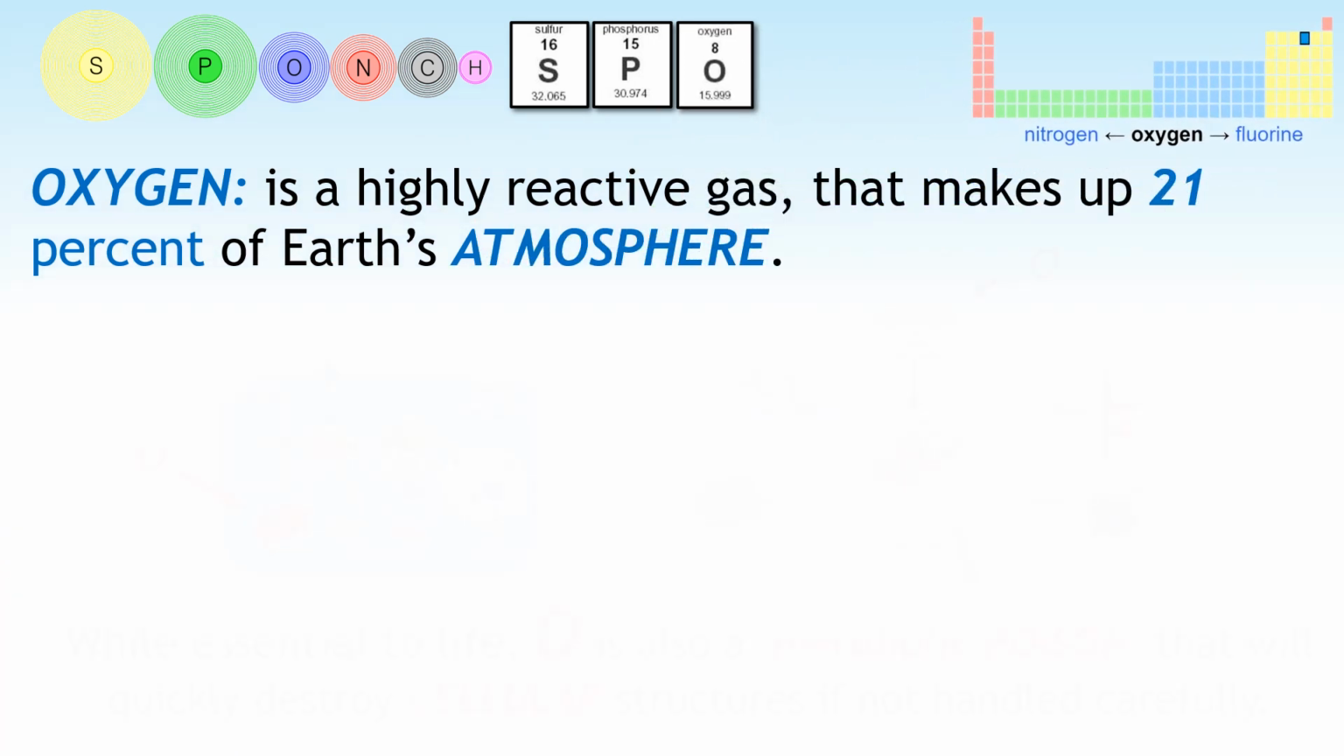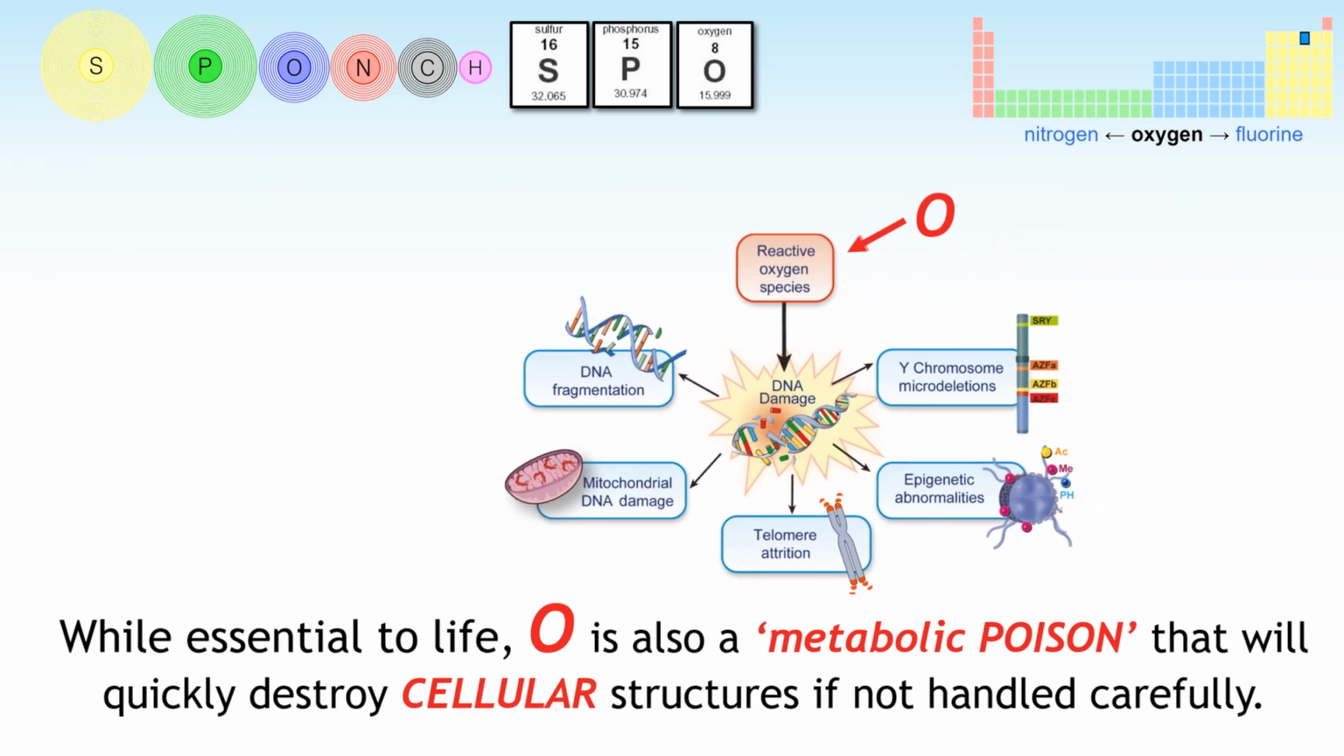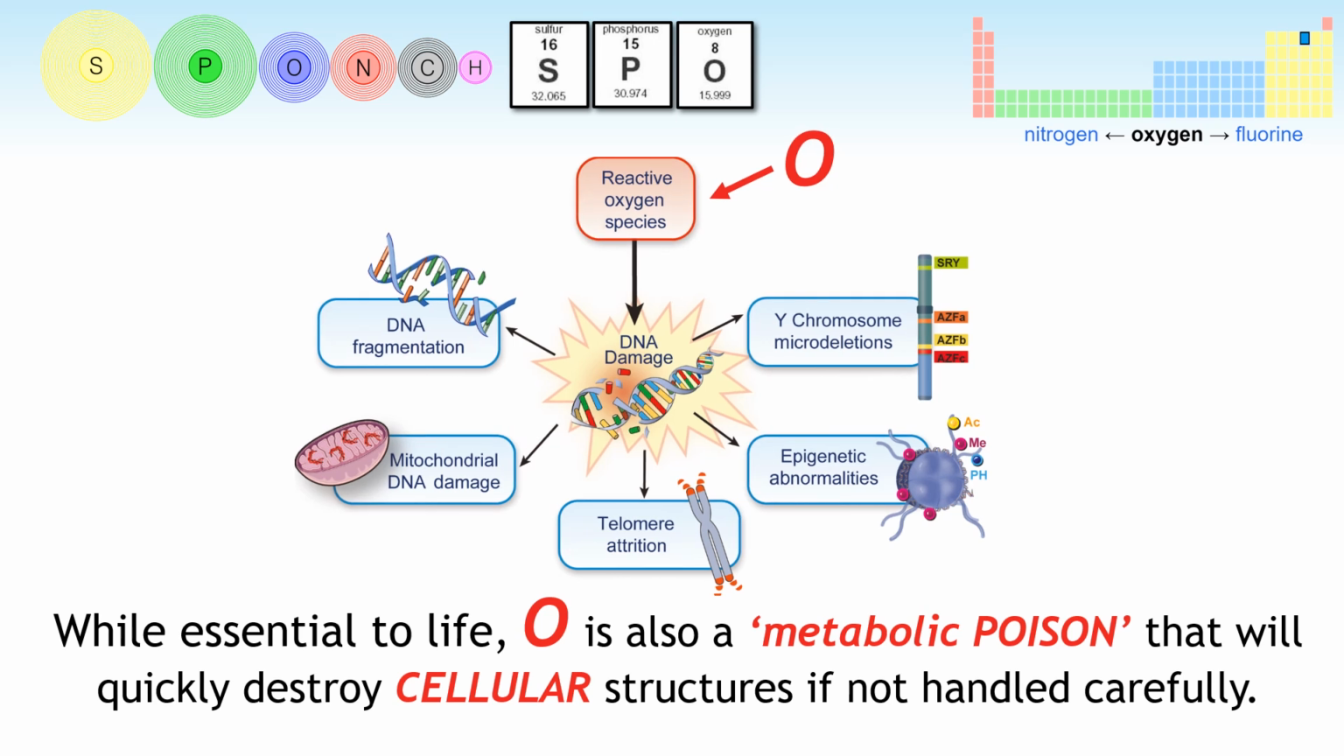That dark side is related to the fact that even though oxygen is essential for life, it's also a metabolic poison. It will quickly destroy cellular structures if it's not handled carefully. For example, if oxygen gets into your DNA, it will damage it. And that damage could cause the DNA to fragment. It could lead to changes in the different cell organelles. It can cause all kinds of problems, including cancer.